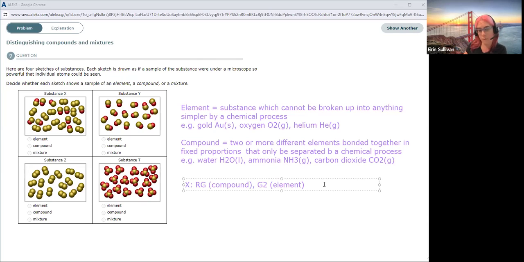So we've got one compound, one element, and they're a mixture because that element and that compound are not bonded together physically, they're separated, right? So substance X, we assure, is a mixture.